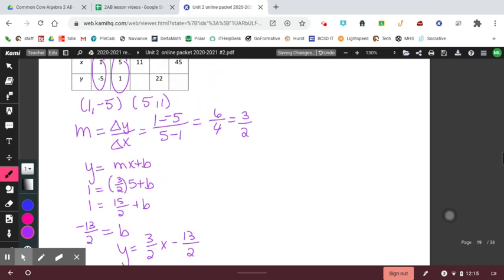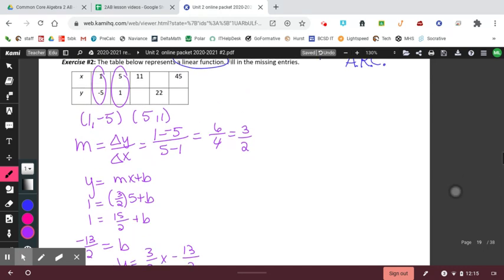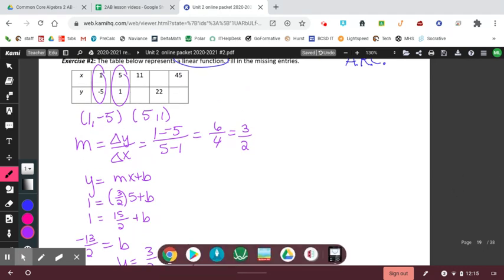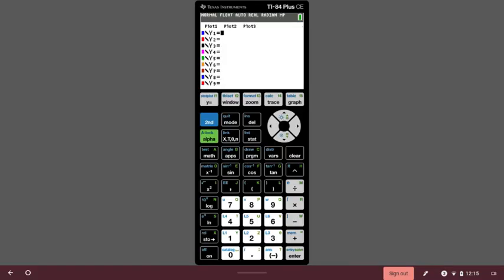All right, so now we can use that equation and find those other missing x's and y's. What I'm actually going to do, I'm going to use my calculator, right? Go to y equals. I can put in that equation. So it was y equals 3 halves x minus 13 halves. Oops. Shoot, that was wrong over here. There we go. Now I fixed it. So 3 halves x minus 13 halves.